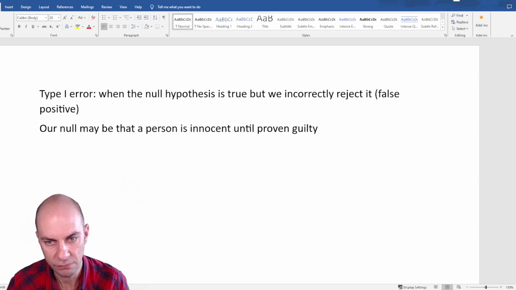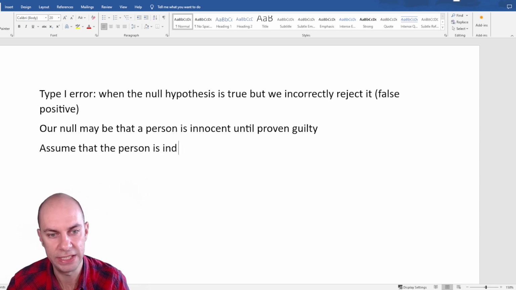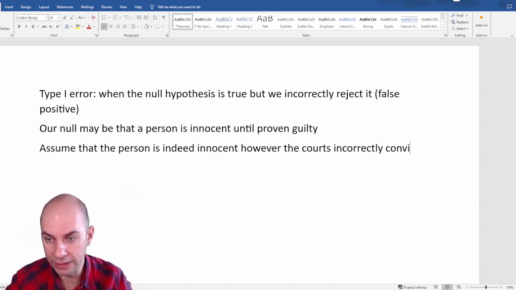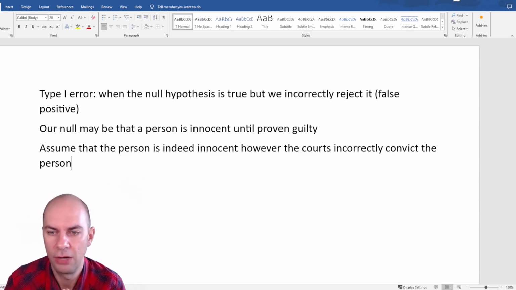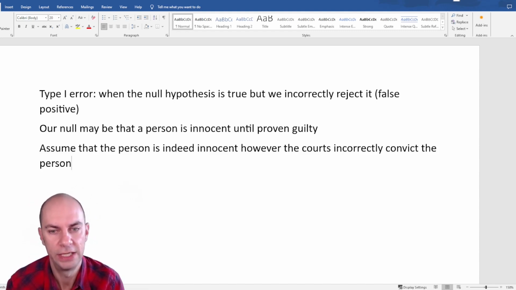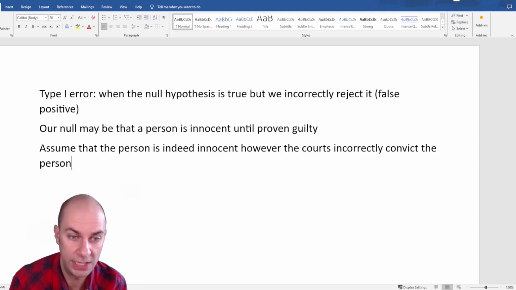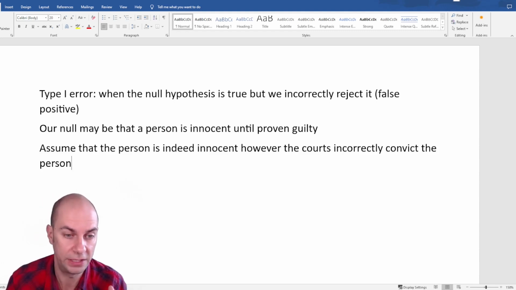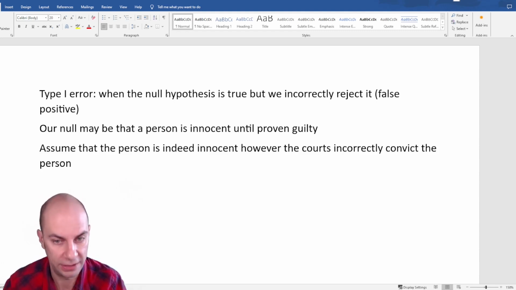However, let's also assume that the person is indeed innocent. However, the courts incorrectly convict the person, right? So assume the person is indeed innocent. However, the courts incorrectly convict the person. So that is a false positive because our null is the person's innocent. Then the person was indeed innocent, but the courts incorrectly convicted him. Okay, so that's a type 1 error.